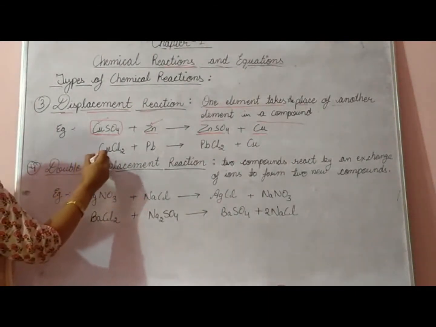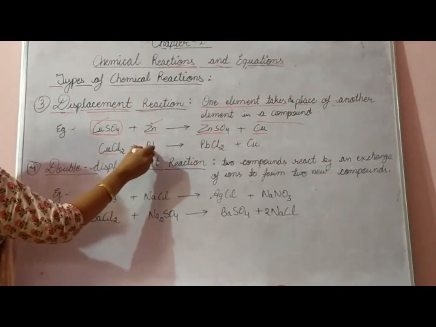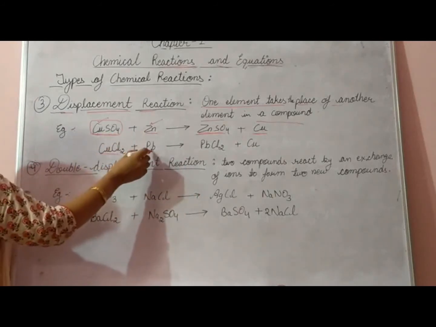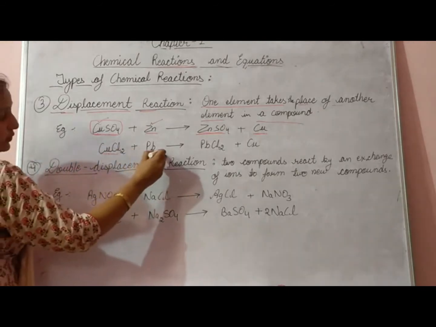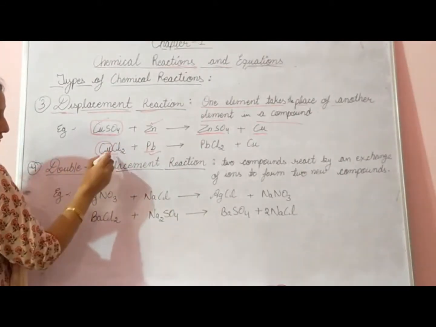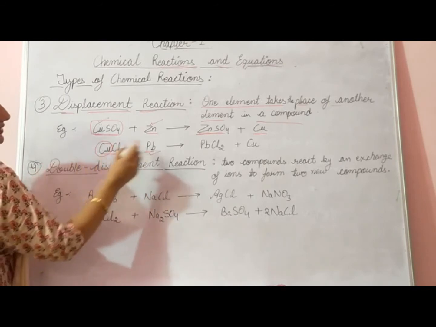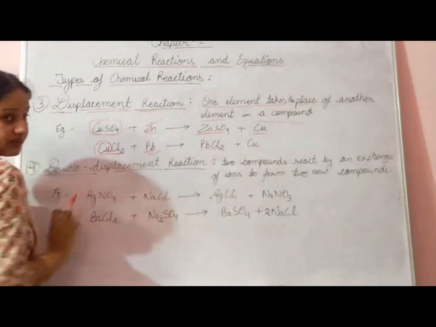In a similar way, copper chloride plus lead. The reaction of copper chloride and lead is again an example of a displacement reaction. Here lead, being more reactive, will replace copper from its solution and will form lead chloride.